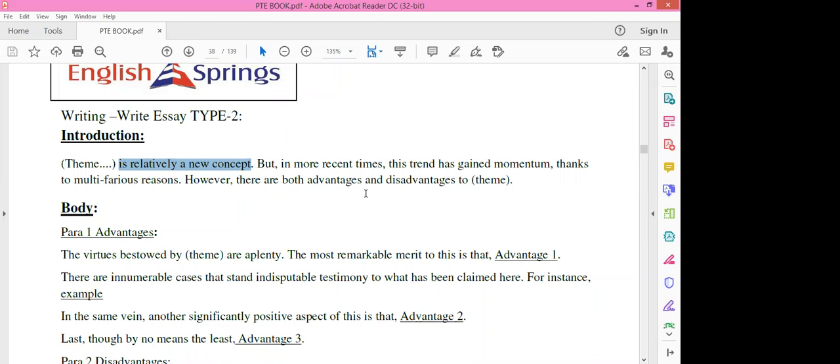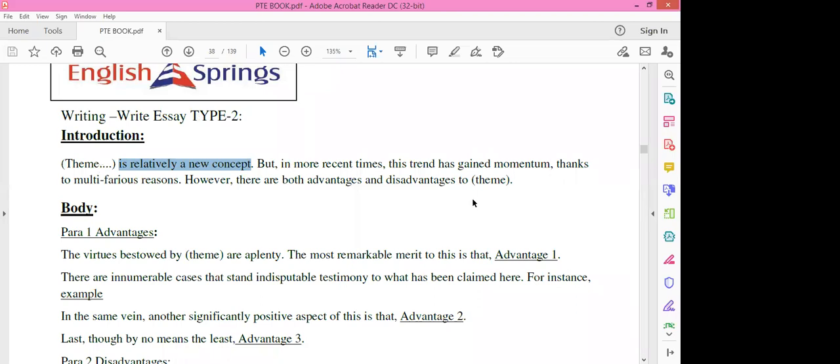However, there are both advantages and disadvantages too. Again, the theme you will have to write here. This theme and this theme should not be similar. Try to write a different word here. However, there are both advantages and disadvantages too. And already I have told the purpose of traveling abroad. The reason is seeking higher education, earning a livelihood.